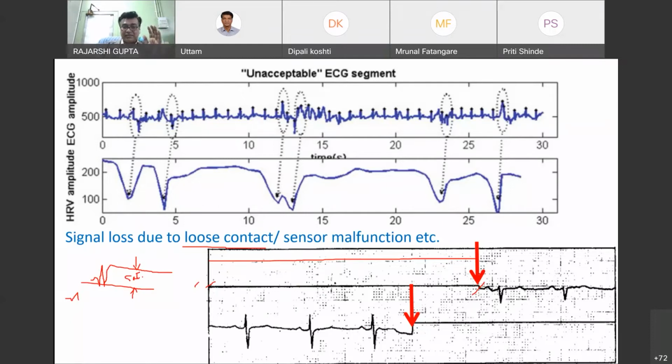So here in these two graphs, you can see that in the upper graph, up to this point I have shown with arrows, there is no signal, and in this graph from this point there is no signal. So naturally, when we talk about the quality of a signal, not only the question of corruption due to artifacts will come, but also the question of loose contact or sensor malfunction. And we need to distinguish this, because when you have an entirely flat signal, you cannot derive any feature.